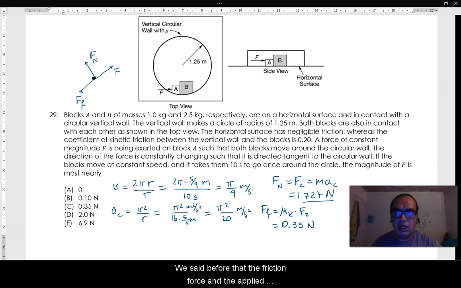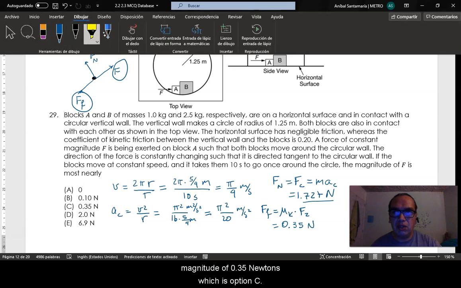We said before that the friction force and the applied force must have equal magnitude for this object to have a constant speed, and so this force has to have a magnitude of 0.35 newtons, which is option C.